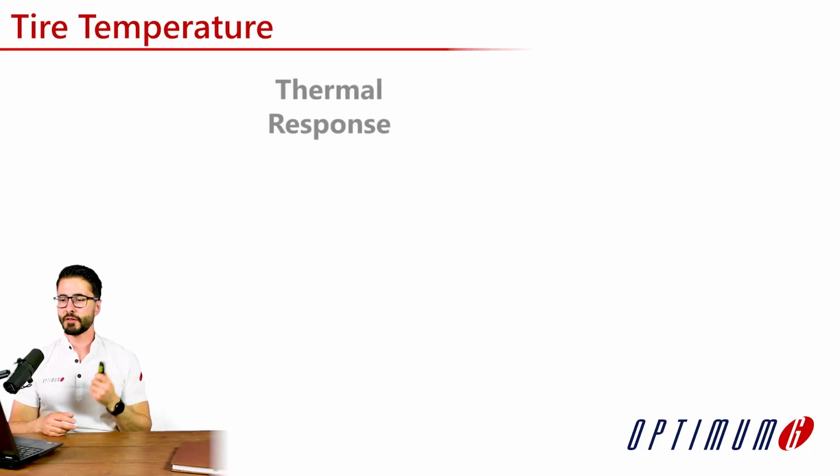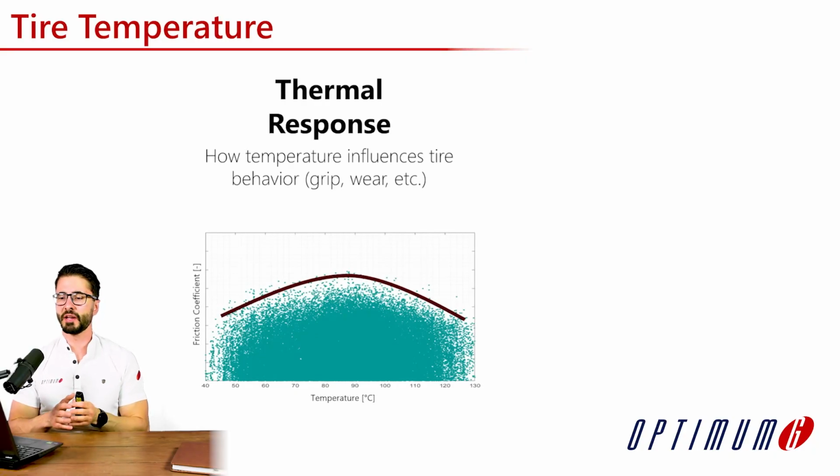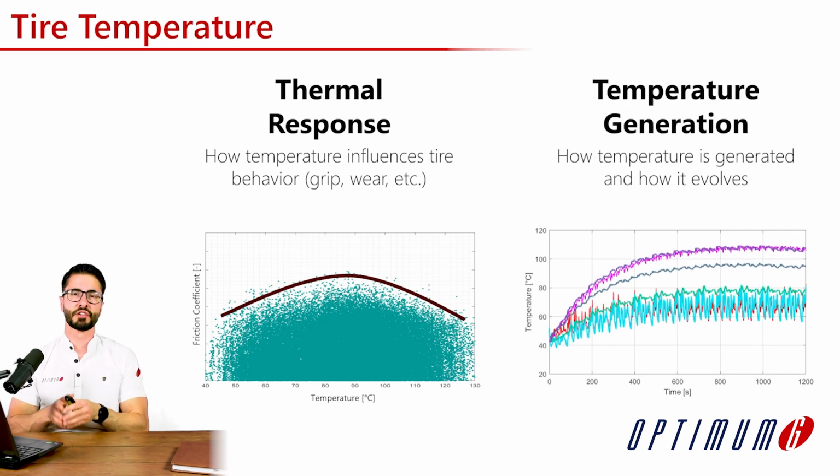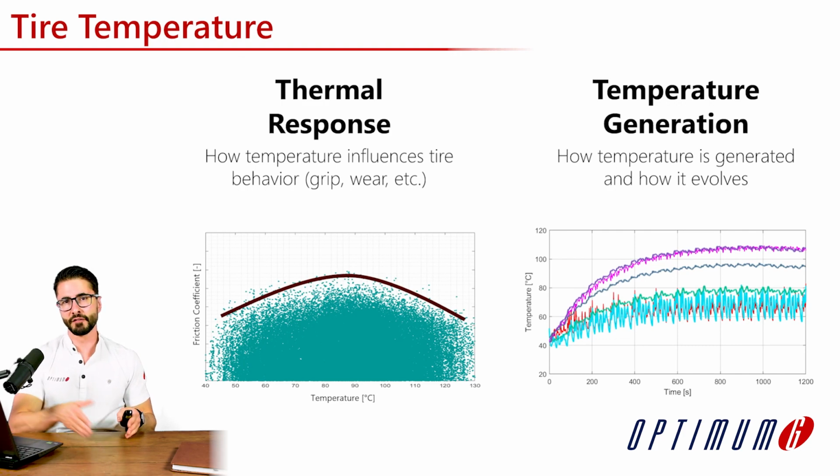If your car is off the pace by a second or more, and you still have good drivers, the issue that you're probably facing is related to tire temperature. This is the most important parameter related to tire performance, and it will dictate completely the grip levels and also car behavior, as we'll study together. We'll look at this problem from two different angles. The first one is thermal response, which is basically how the temperature influences the tire behavior. Then we'll analyze temperature generation, which is how temperature is generated in the tire and how it evolves throughout the stint.